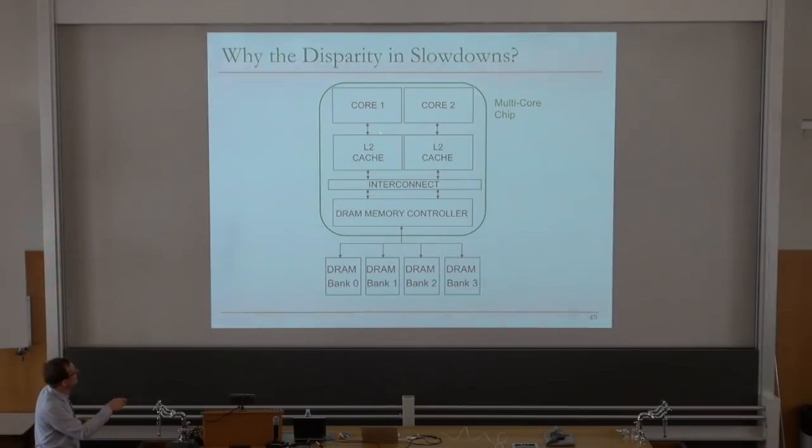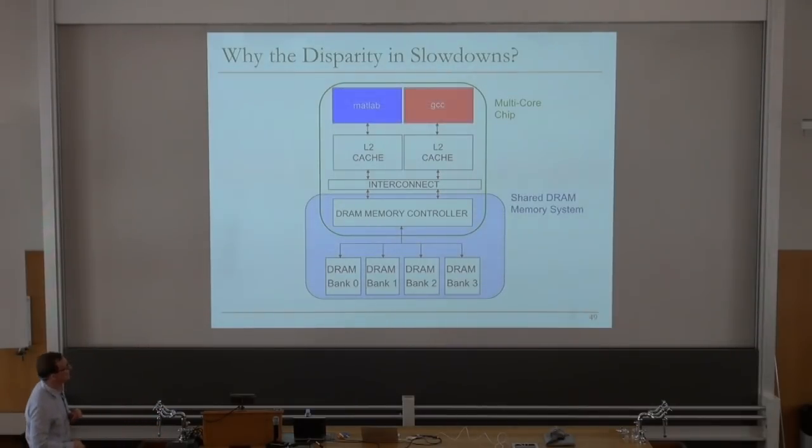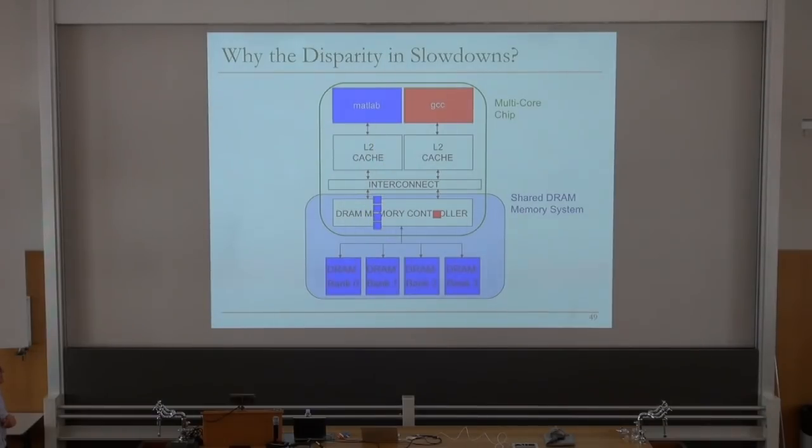So these had private caches, the cores. There was some shared interconnect and shared memory controller and shared memory. So DRAM was shared. And if you run MATLAB and GCC, this is what happened. MATLAB would generate a lot of requests. They would occupy the banks. GCC would generate requests once in a while. And MATLAB kept occupying the DRAM banks because it was a memory performance hog.